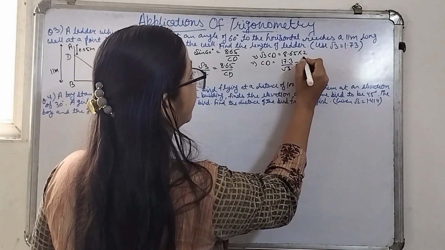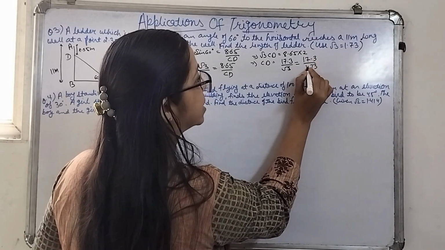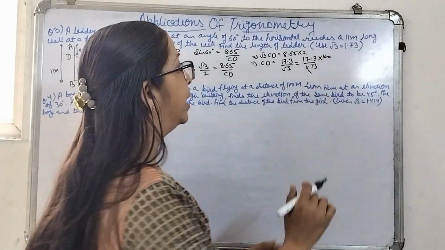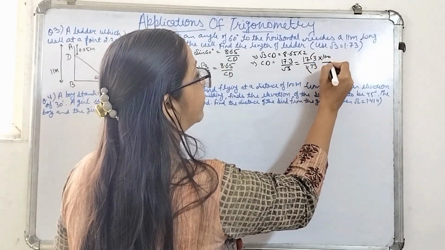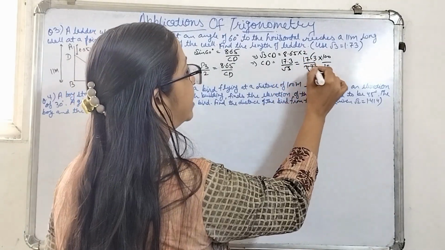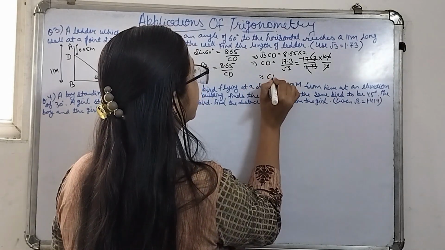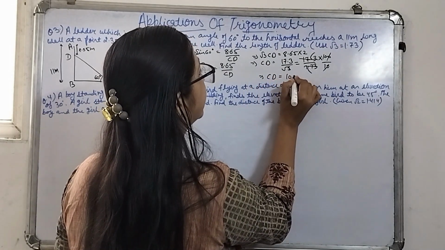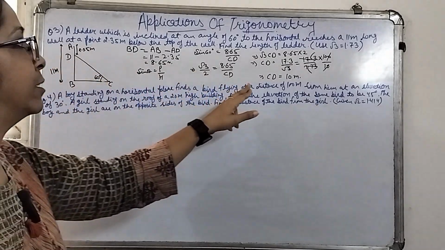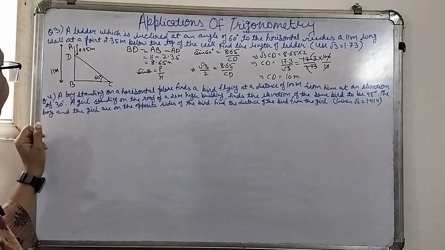So if we take the value of root 3 as 1.73, if we remove this decimal, 100 will come in the numerator because there are two decimal places. If we remove this decimal, 10 will come in the denominator because there is only one decimal place. Now 173 cancelled, 10 cancelled. That simply means the value of CD is 10 meters. The length of the ladder is 10 meters. This is how we can find it out. Now let's see another question.